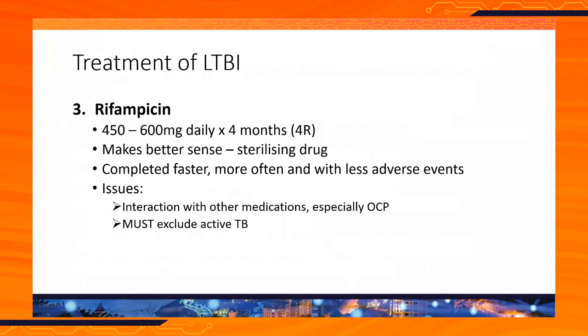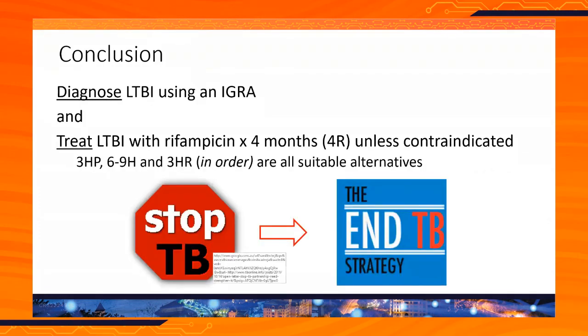The issues with rifampicin monotherapy are interactions with other medications, and so some patients won't want to take it because it renders the oral contraceptive pill inactive, or indeed causes problems with the treatment of other illnesses. And it's doubly important that we exclude active TB when we use rifampicin monotherapy, because if you used rifampicin monotherapy with active TB, you will likely induce rifampicin resistance in the active disease and make treatment of that in the future far worse.